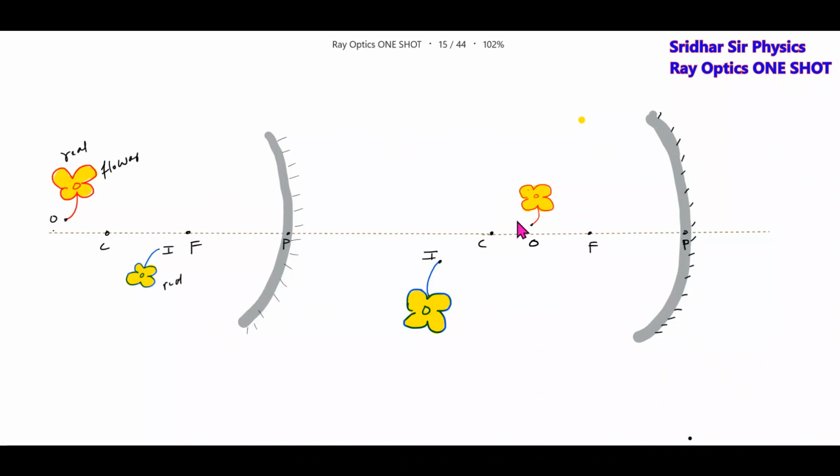Similarly, if the same flower is kept between the C and F, the image will be real, inverted, and magnified. This is a real object. Not only just some arrow straight line, we can discuss general objects around us. You keep some pencil, flower. So we can have the discussion of this kind, not something just mere geometry. Any real objects around us can be kept near the concave mirror and we can see it. Okay.